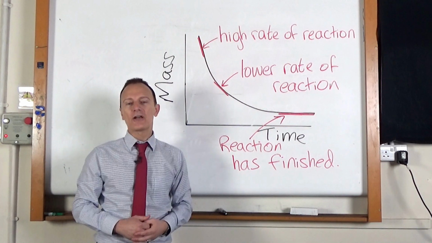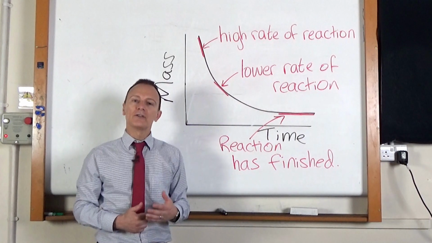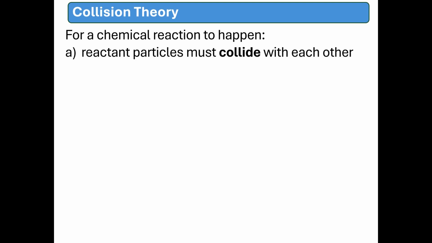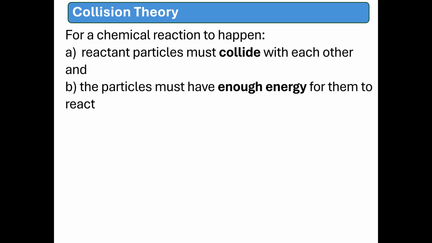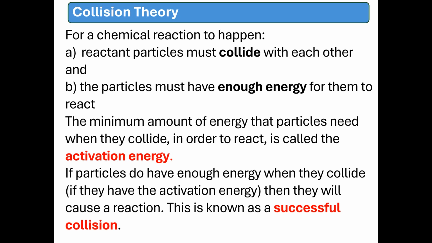So why is it that chemical reactions tend to start off fast and then slow down before they finish? Well, to understand that, we need to look at something called collision theory. For a chemical reaction to happen, the reactant particles must first of all collide with each other, and when they do, they must have enough energy for them to react. The minimum amount of energy that particles need when they collide is called the activation energy. If they've got the activation energy, they will cause a reaction, and we call that a successful collision. If they haven't got enough energy, they will simply bounce off each other without reacting.